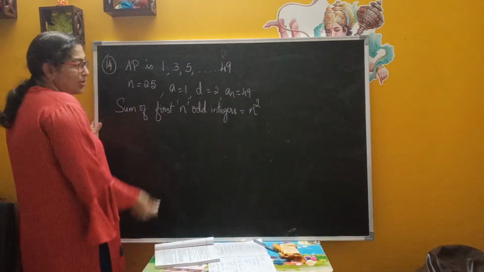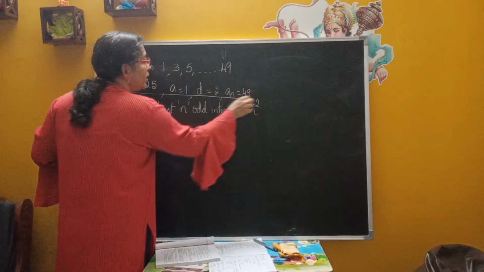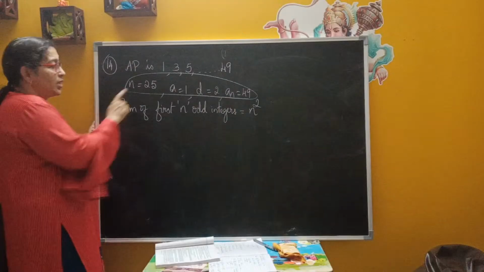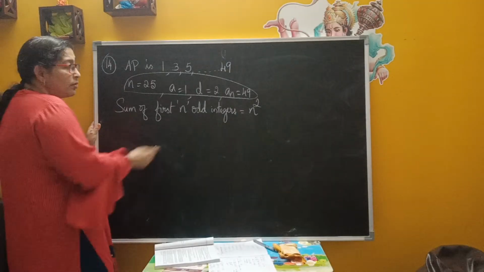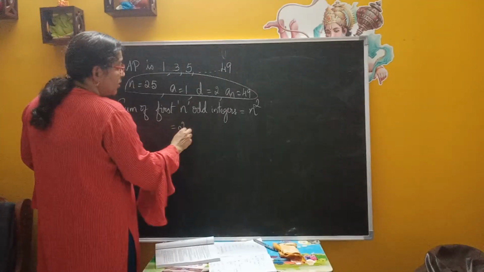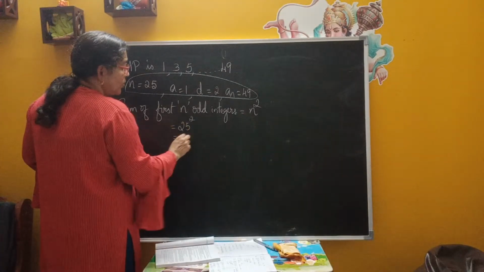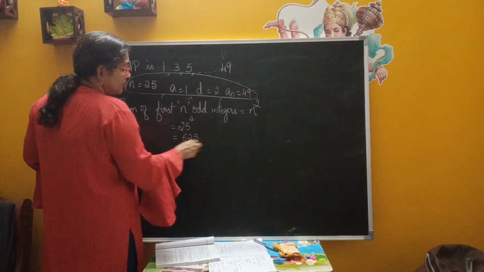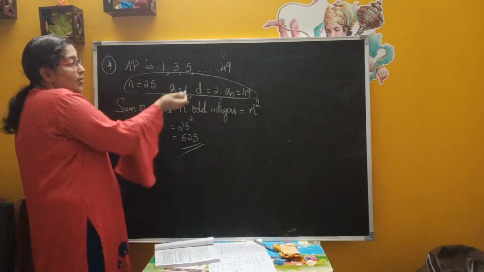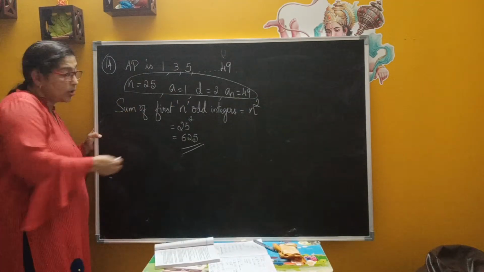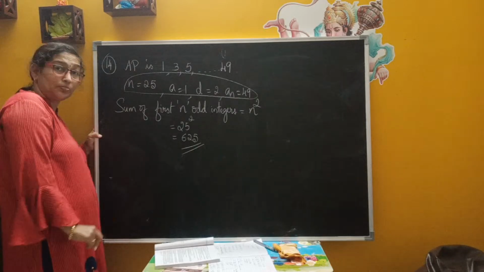This is the formula, so you need not do all these things. If you know this, n is equal to 25, you can find the answer. So how much is it? 25 square is 625. You can cross-check your answer by substituting these values in the Sn formula. You will get the same answer, 625.